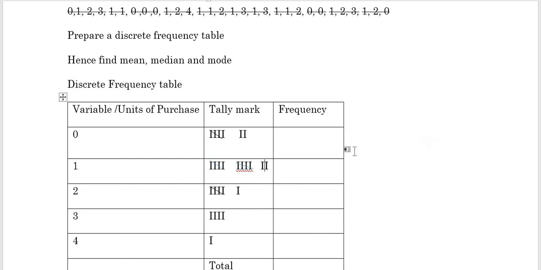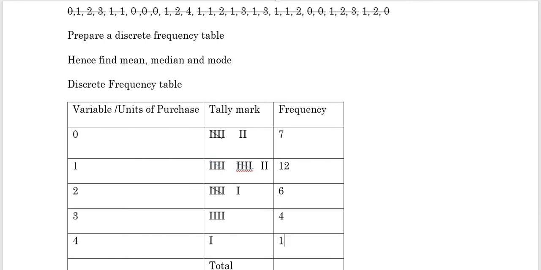Okay, so thus we are done with the tally marks. Now we can easily count and write the frequencies. Instead of going through the entire series 5 times, at one stretch we checked every number and we have entered the values. So the number of zeros is 7. The number of ones is 5 plus 5 plus 2, 12. The number of twos is 5 plus 1, 6. The number of threes is 4. Then the number of fours is 1.